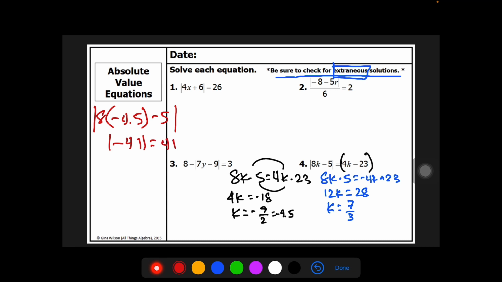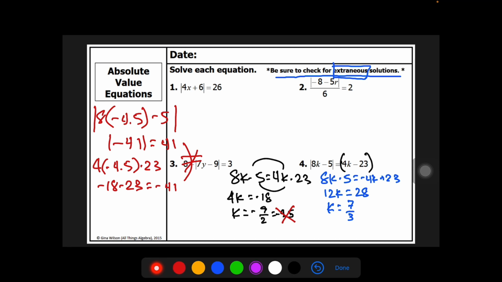Now let's plug it into the other side of the equation. 4 times negative 4.5 minus 23. 4 times negative 4.5 is negative 18. Negative 18 minus 23 is negative 41. These two things are not equal, and so this is an extraneous solution.